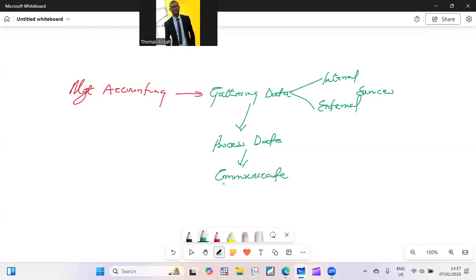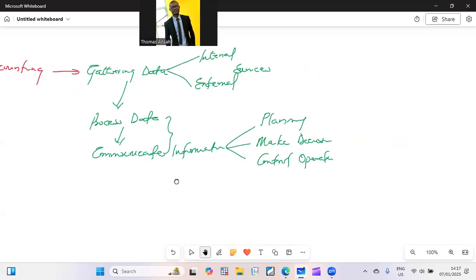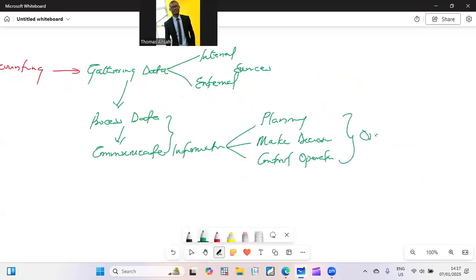So this data becomes information. So I'm communicating the information so as to use that information to plan. You are communicating it to management so that they can use it to plan, make decisions, and control, monitor, measure all these things. You are controlling your operations so as to achieve your organizational objective. So that is how I will define management accounting.